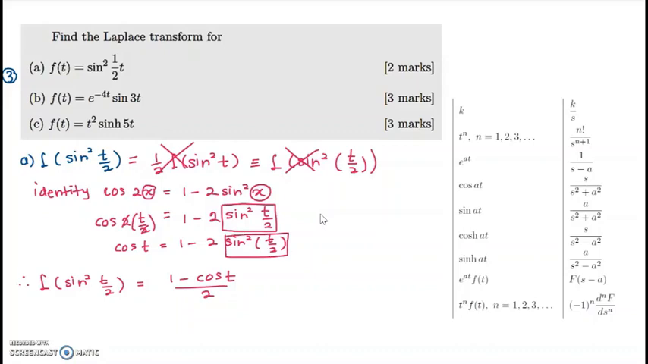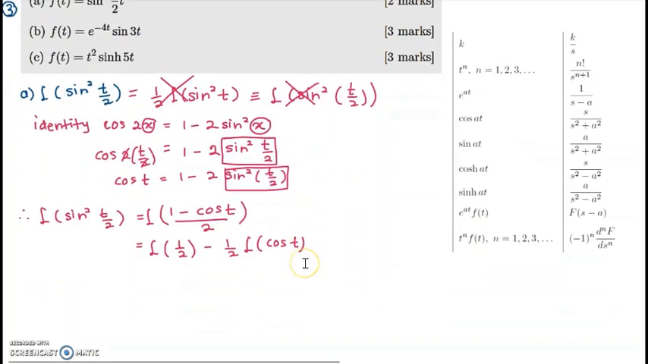Alright, so (1 minus cos t) over 2. So we have the Laplace here. By the linearity property, we know that the fraction 1 over 2 is a constant, so we can write it as the Laplace of 1 over 2 minus 1 over 2 Laplace of cos t. Now individually, we have those terms in the table.